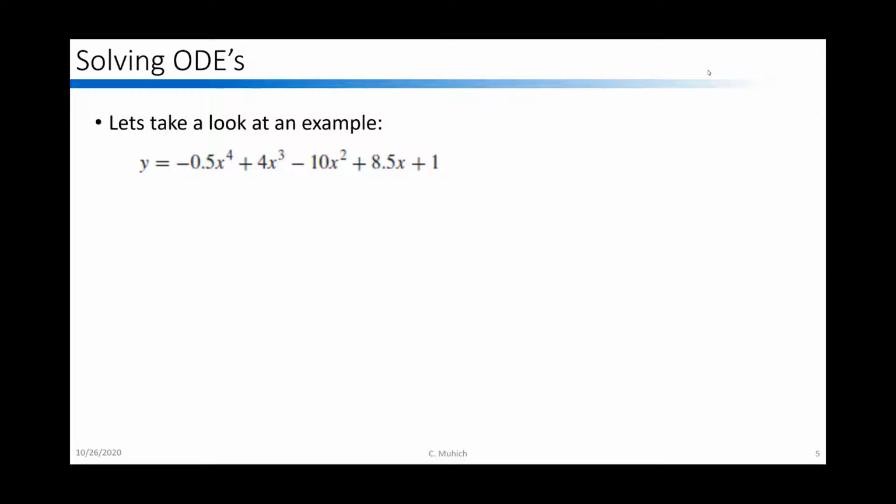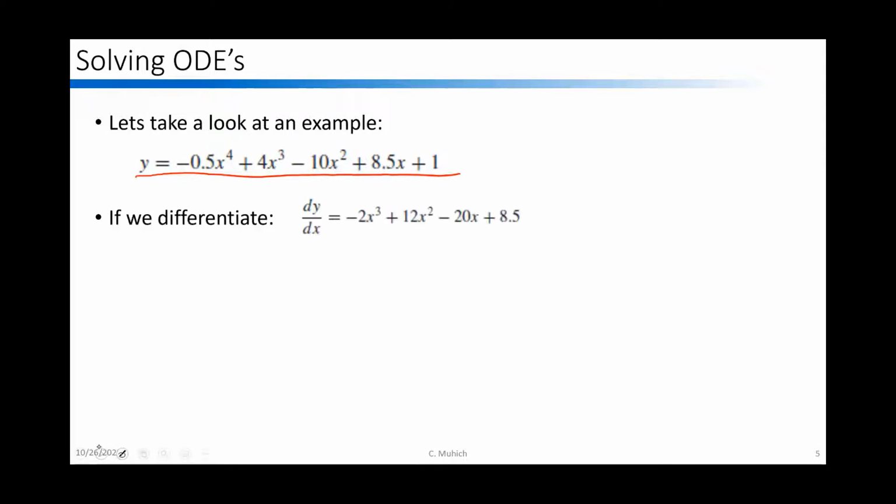Let's very briefly recall how we can solve simple ODEs from our differential equations class. So let's say we have an equation. This is the base equation that we may be trying to understand through solving ODEs. In this case, we have this fourth order polynomial. We can put this into a differential form by differentiating the equation. Here we have dy/dx equals negative 2x cubed plus 12x squared minus 20x plus 8.5.